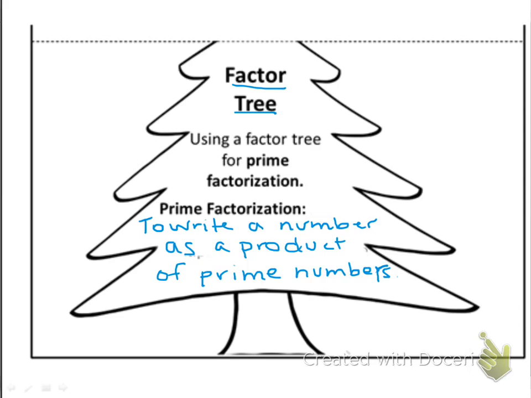Before we can continue, you need to know what prime factorization is. Prime factorization is to write a number as a product of prime numbers. Remember, product means multiplication. So to write a number as a whole bunch of prime numbers multiplied together. I'm going to move on to the next slide. If you need to, pause the video now so that you can get all this stuff copied down on the outside of your foldable.